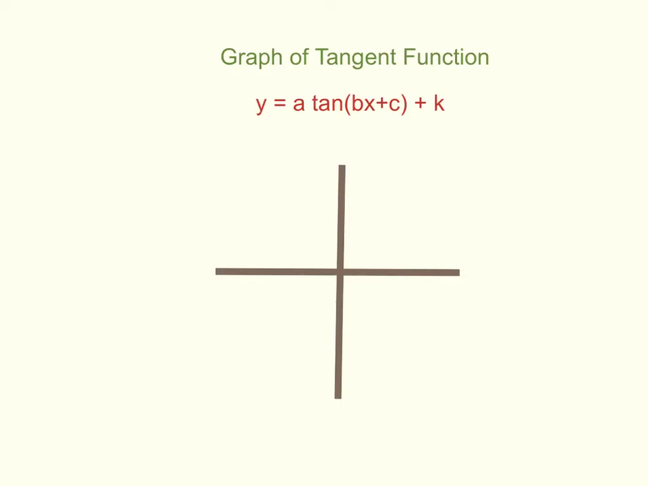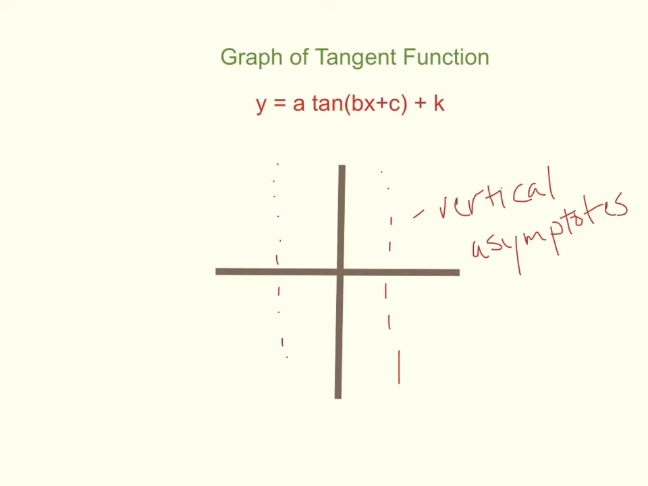Now first let's look at the basic shape of our tangent curve, and remember this is only one cycle. The first thing we're going to start off with are these vertical lines. These are called vertical asymptotes. These vertical asymptotes are acting as boundaries. The tangent function's not going to touch or cross the vertical asymptotes.